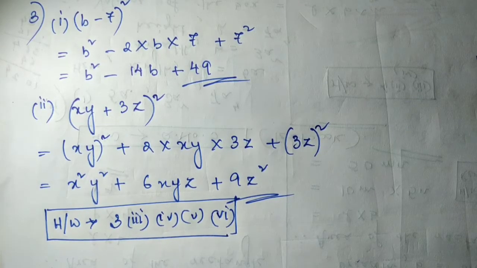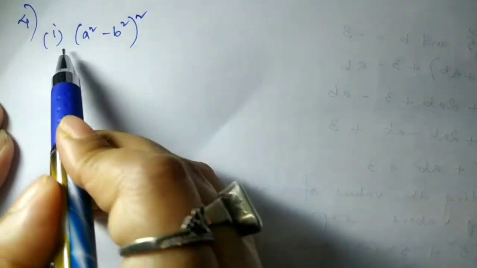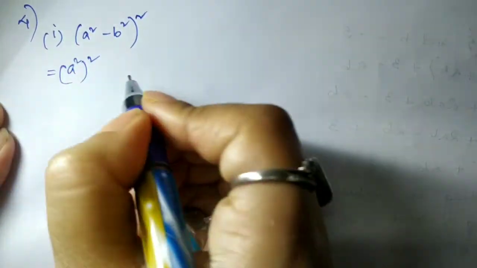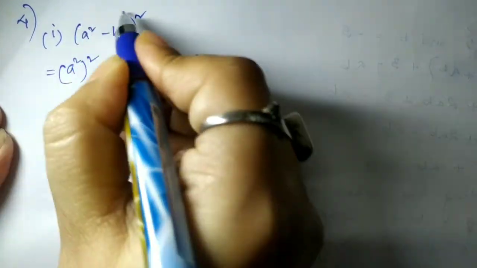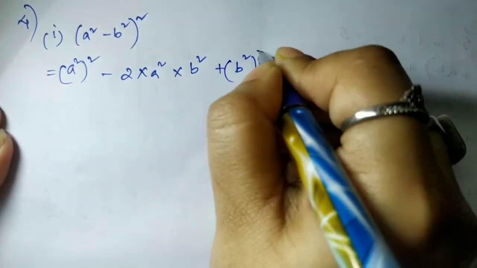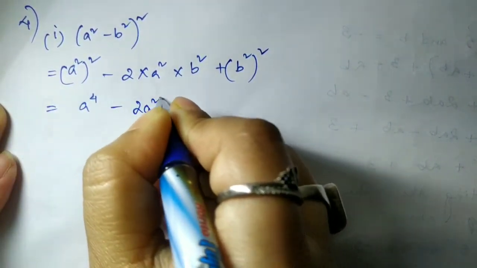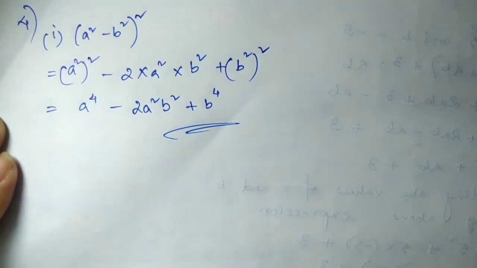Let me show you question number 4. So what's given in question number 4? Number 1, simplify a square minus b square, whole square. Now see, this whole thing is a and this is b and this is the square. So a minus b whole square. So a square, because this is already a, minus 2ab, this is the a, this is the b, plus b square. You just have to simplify. This is a to the power 4 minus 2a square b square plus b to the power 4, and hence this is your solution.